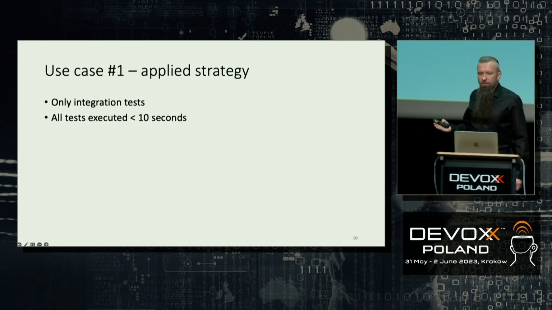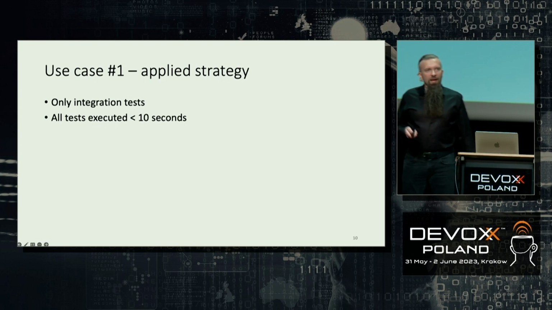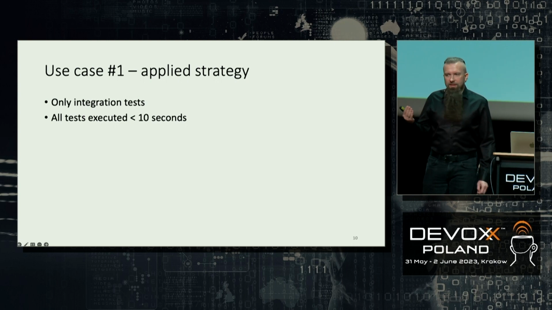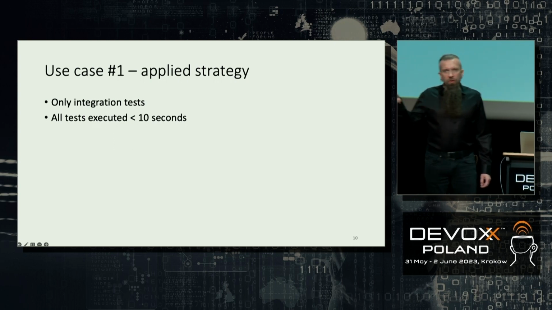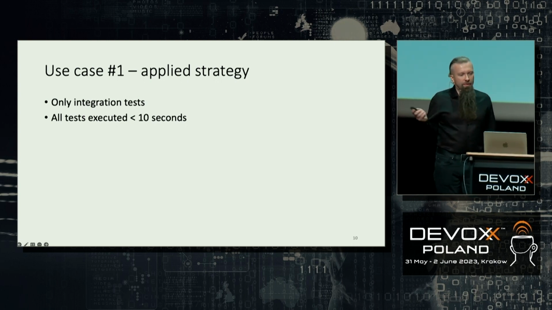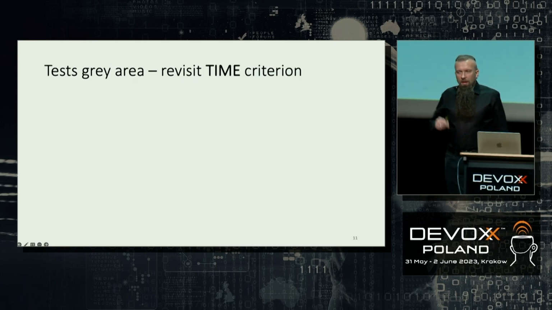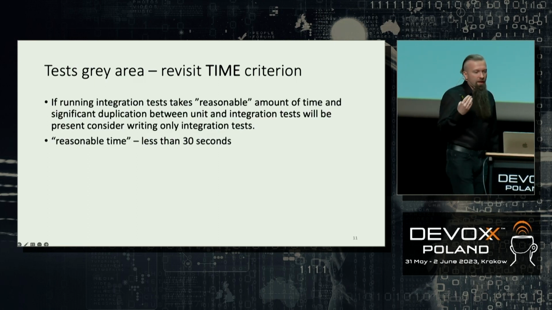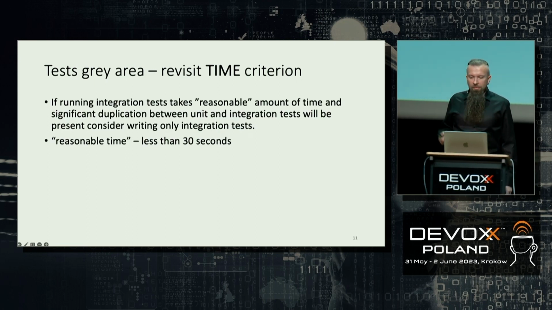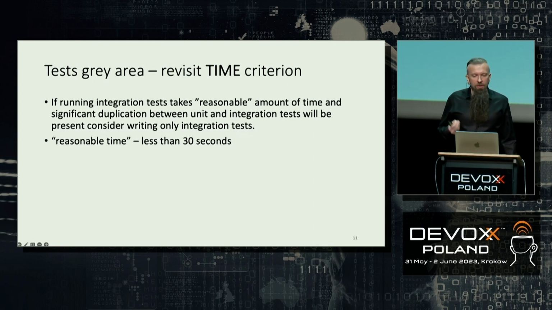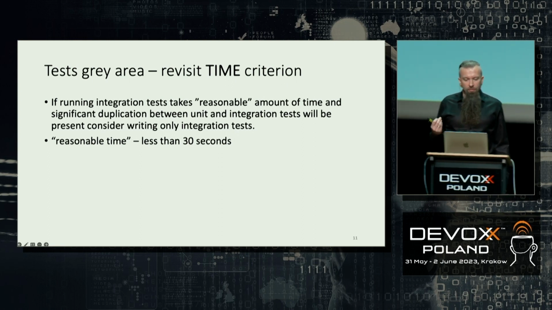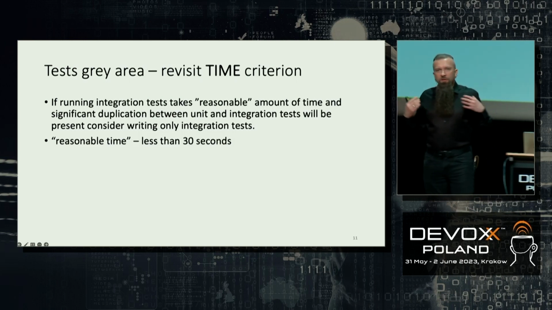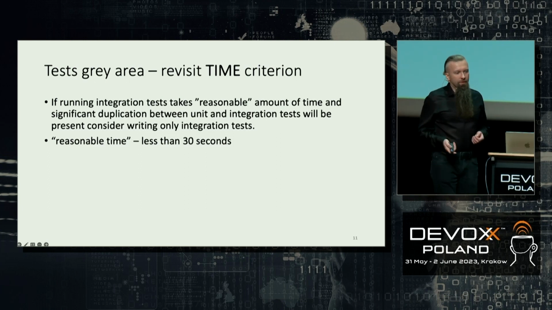So what was the applied strategy? Only integration tests, and all tests were executed in less than 10 seconds. If we have such fast tests, of course, we can go only with integration tests and not even bother writing unit tests. So let's revisit the time criterion. If we are running integration tests and they take a reasonable amount of time, and significant duplication between unit and integration tests would be present, consider writing only integration tests. What is a reasonable time? In my personal opinion, it is something which runs in less than 30 seconds.